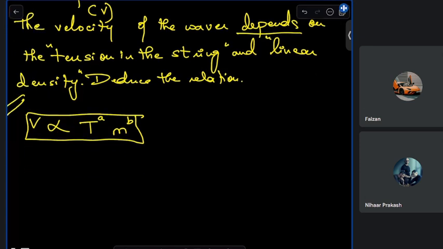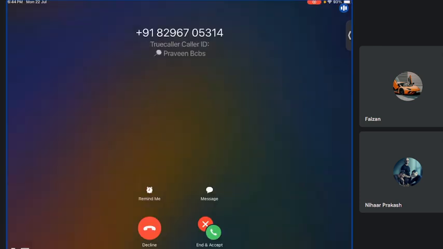Now, the good thing here is I have an idea as to how to remove the proportionality symbol, which I taught you right now. I'll take it off. I'm not comfortable with the proportionality symbol. I'll write v equals k into t to the power a into m to the power b. What have I done right now? In order to take off the symbol, I'm supposed to introduce a constant. That constant is called k. I brought that k into the picture. I copy pasted t as well as m as it is. Absolutely zero change.